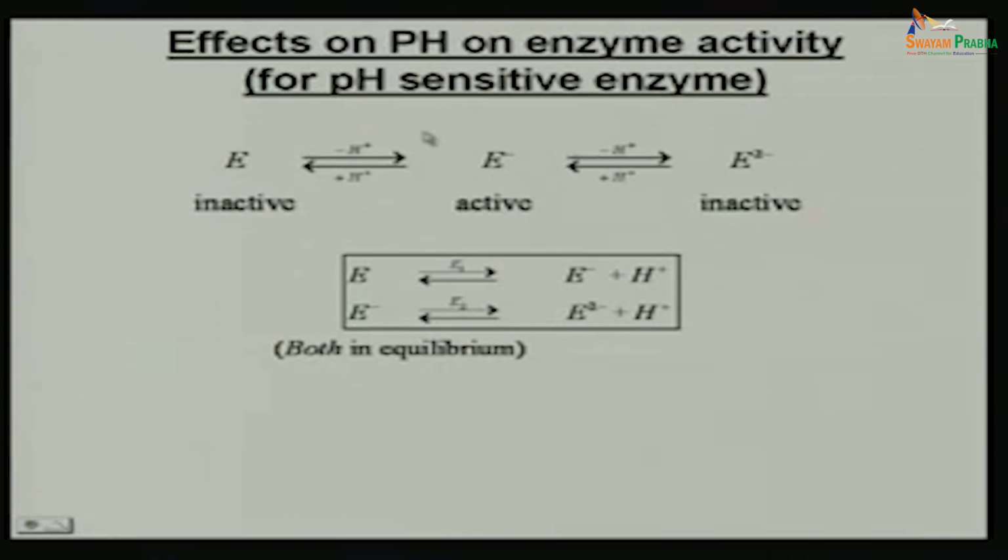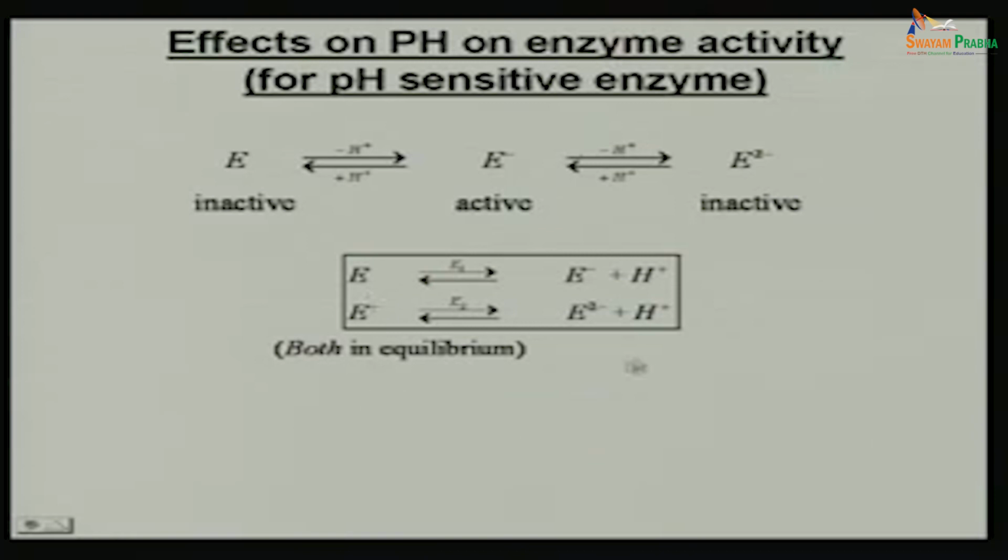What we do is assume two reactions. The first reaction is E going to E minus plus H plus. E minus is your active enzyme. A proton is added to it and it goes to the E form, and K1 is the equilibrium constant for this. The second one: E minus again is your active form, and a proton is taken out and it goes to the E2 minus form. K2 is the equilibrium constant for this. Clear?